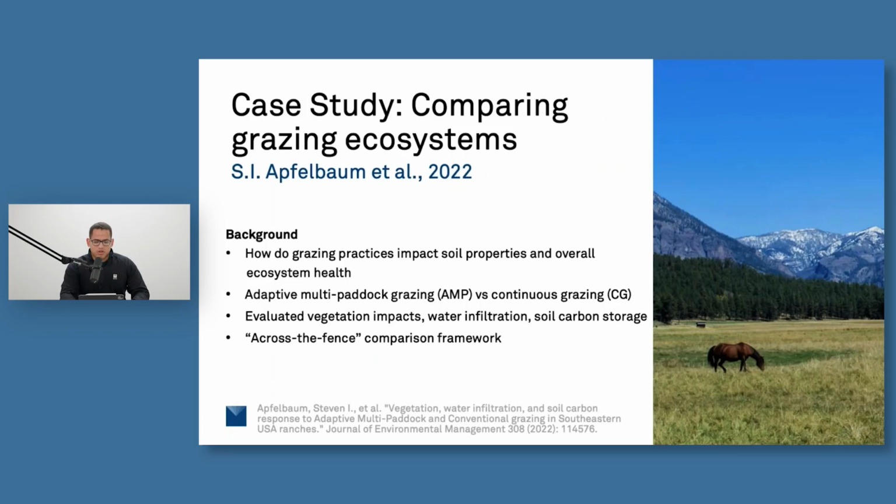So we're going to start with this first case study here. And this case study comes from S.I. Applebaum et al. 2022. And this case study is comparing grazing ecosystems. So grazing ecosystems have co-evolved with ruminant grasses and soil biota, contributing to carbon-rich soils over the last 40 million years. This coevolution has contributed to the global expansion of carbon-rich soils in grassland regions, which cover approximately 40% of the global land area. However, modern practices often degrade these ecosystems.